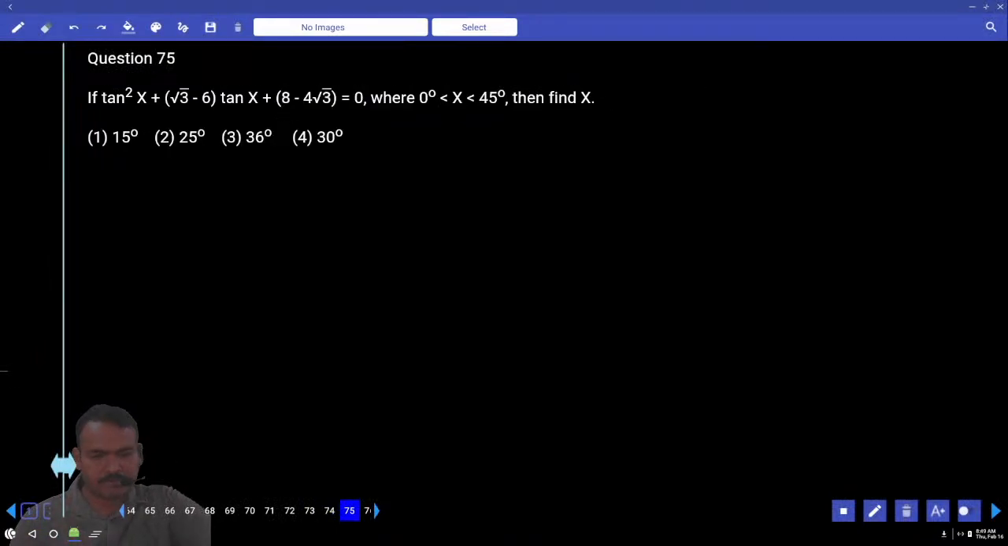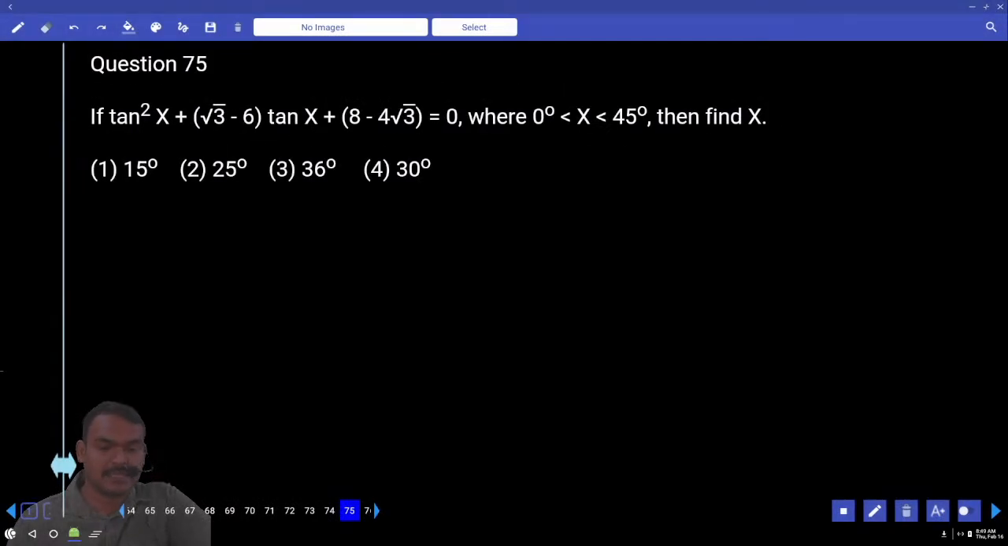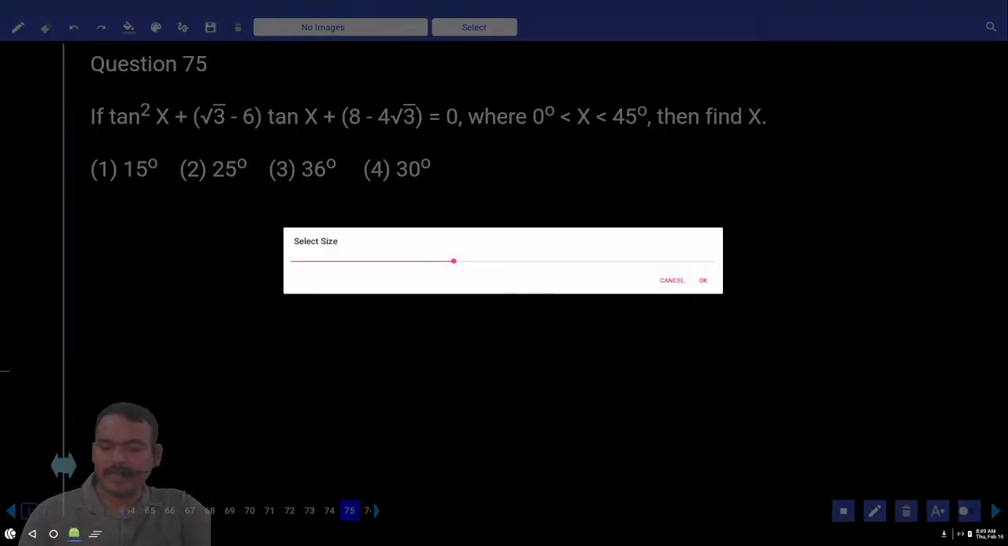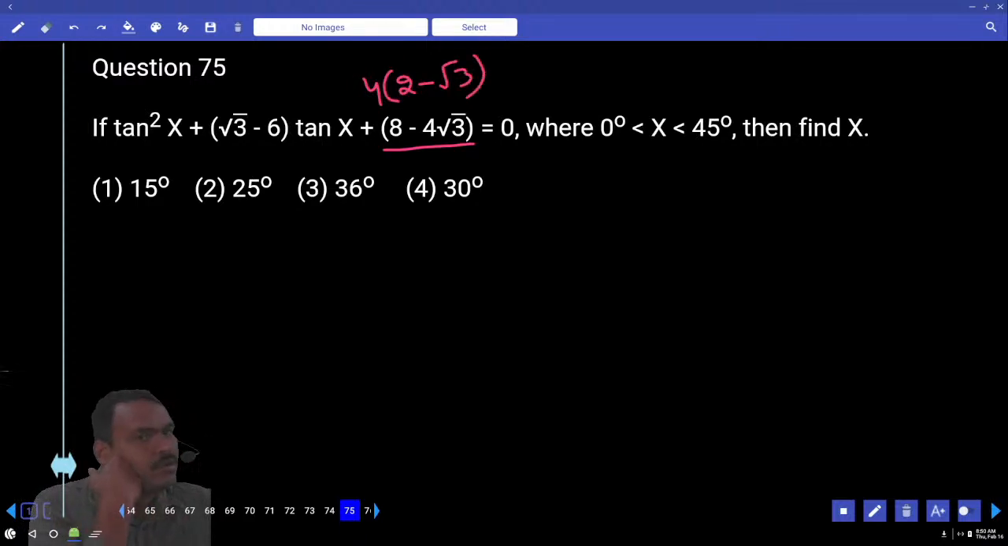Next is 75. If tan square x plus root 3 minus 6 into tan x plus 8 minus 4 root 3 equal to 0, and where x is in between 0 to 45, find the value of x or not. Okay, what is the constant term here? 8 minus 4 root 3. In that, which one is common? 4 is common or not? If 4 common, what is the remaining value? 2 minus root 3 or not? 2 minus root 3, what is the tan value?